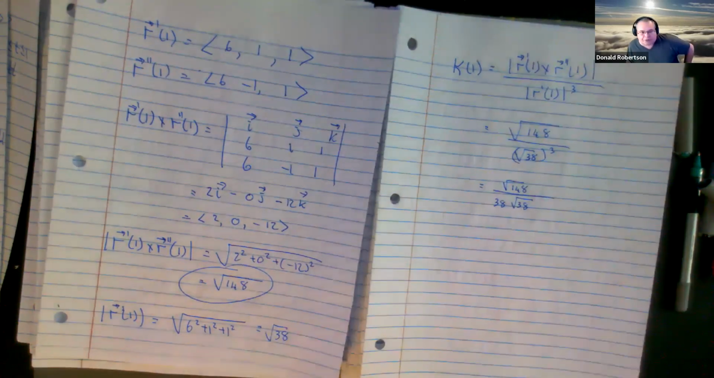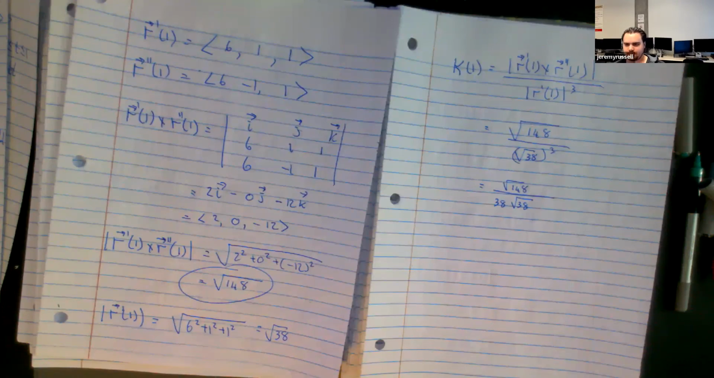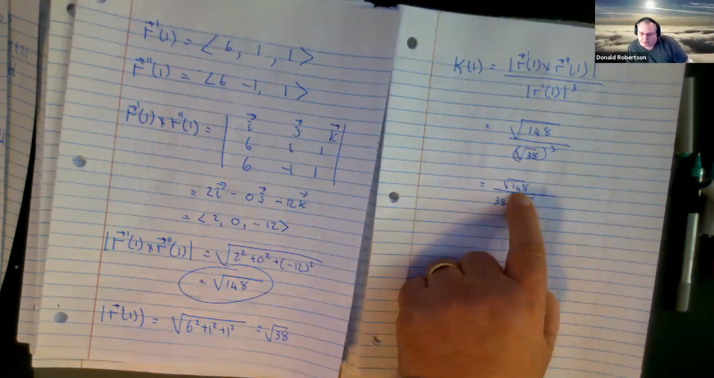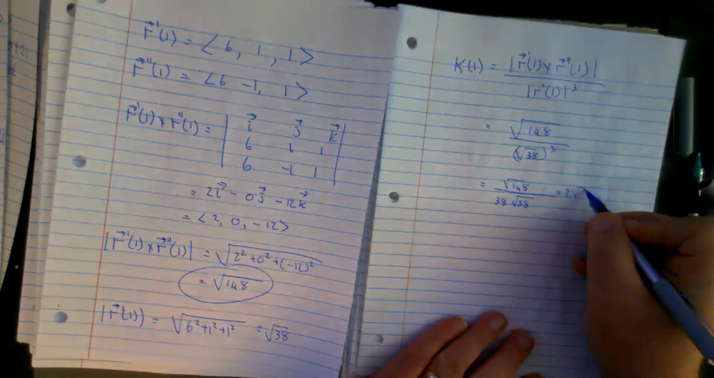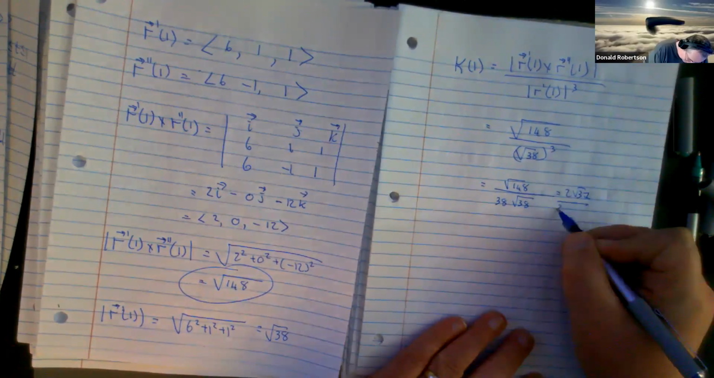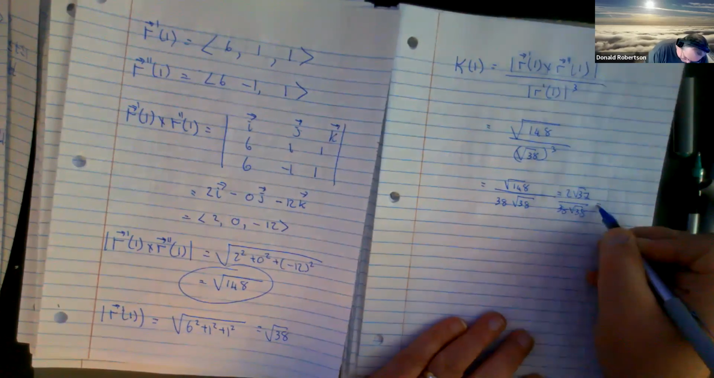Right, I'm scanning through my brain, anything with 38? 2, well, 2 doesn't matter, 4, no, 16, no, 9, no, forget it. How about 148 then? 4. So 2 comes outside, on the top. So what does that come out as? 4 times... okay, let's do 4 times 5 is 20... 37. It's 37. Okay, so we're going to get 2 root 37 over 38 root 38.